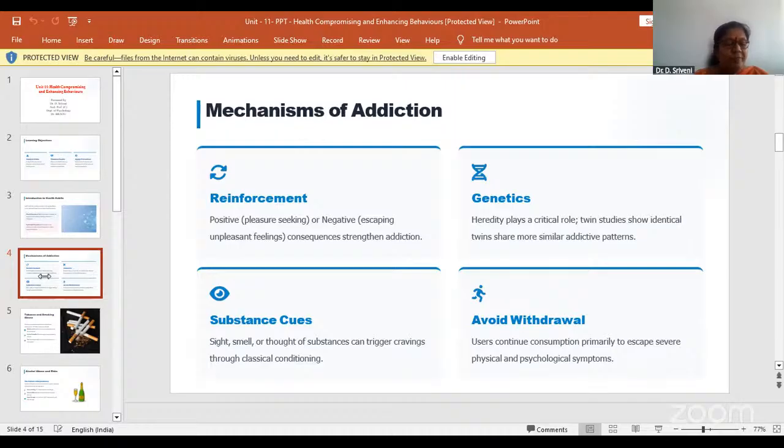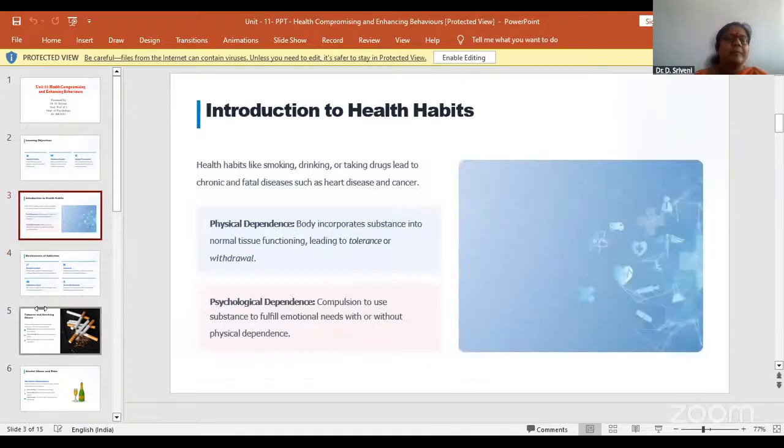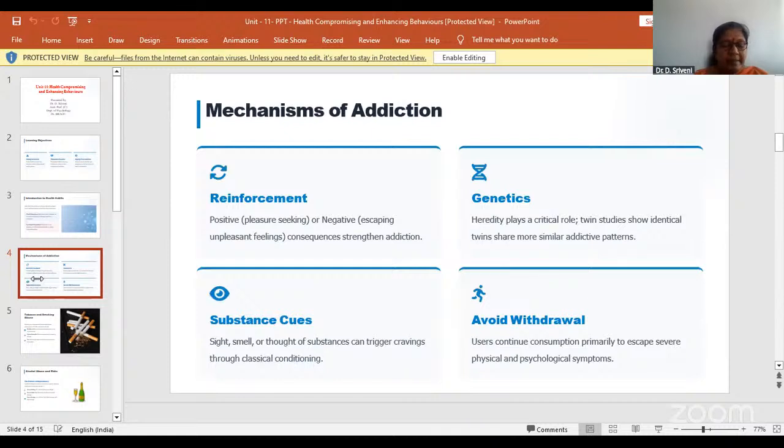And the next point, we are moving to determinants of health-related behaviors, focusing on why individuals choose certain lifestyles and how these choices are formed. The multidimensional nature of health choices: it is essential to highlight that health-related behaviors are not formed in a vacuum. Rather, they are the result of a complex interplay between personal, social, and environmental factors.